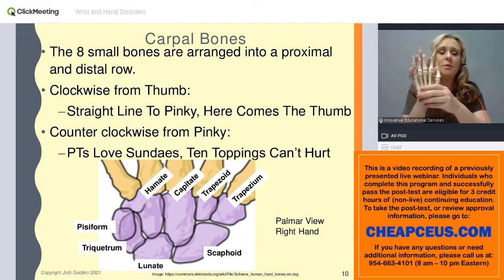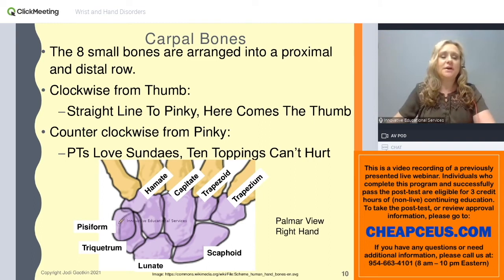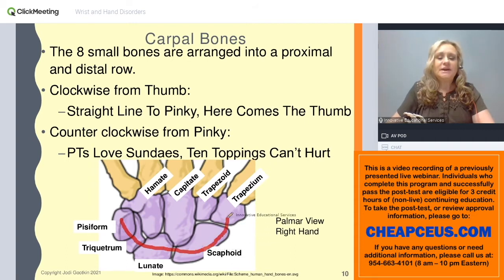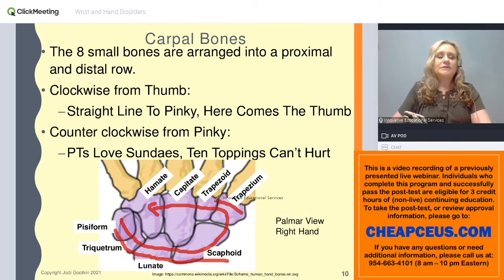When we look at our carpal bones, my mnemonic starts here on the pisiform and goes counterclockwise. So mine is PTs love Sundays, 10 toppings, can't hurt, which represents our pisiform, triquetrum, lunate, and scaphoid in our proximal row, and then our trapezium, trapezoid, capitate, and hamate in our distal row.